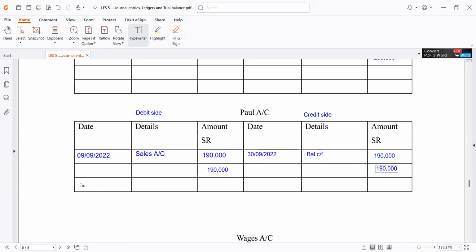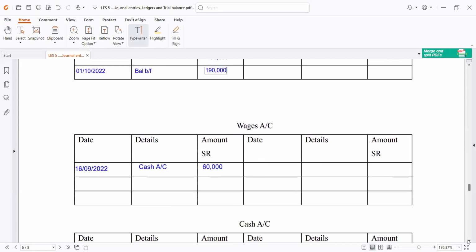So you'll bring the amount here on 1st October. You bring it in the following month. So you'll have balance brought forward like that. And the figure is 190,000. So for all accounts, we have the opening balances on the debit side, which is 190,000. You note it down. Then you come on this other side.